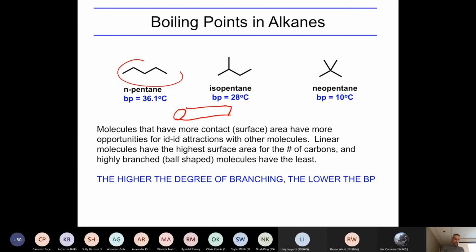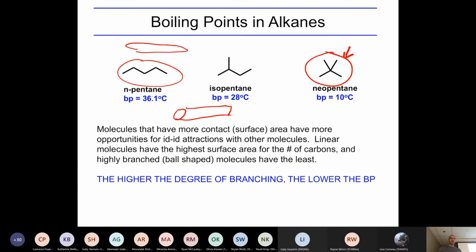If you think of something like n-pentane, this is like our spaghetti. This is long and thin. Maybe it's not super long, but you get the idea. It has a lot of surface area, and it can get up against other molecules that are the same, and there's relatively strong dispersion forces with this shape. For something like neopentane, it's kind of ball-shaped, right? This one's more, we'll call it hot dog-shaped, and meatball-shaped. Sorry if you're vegetarian.